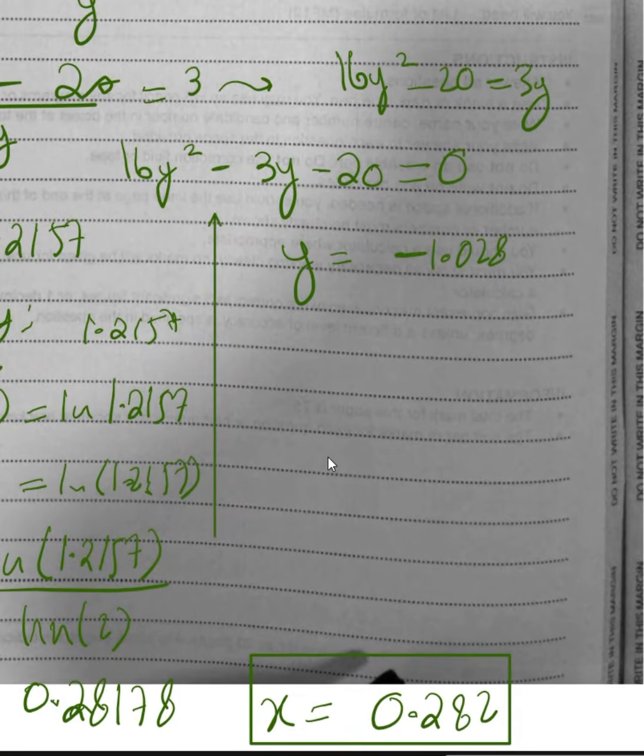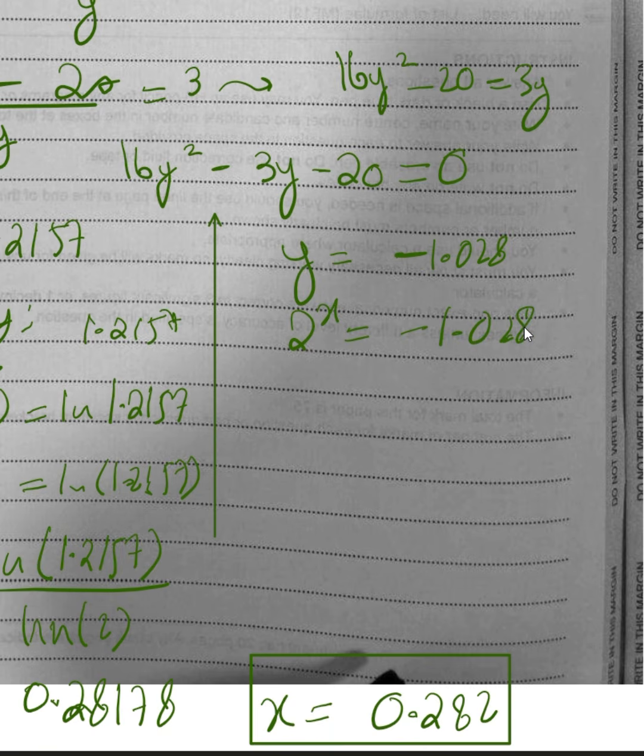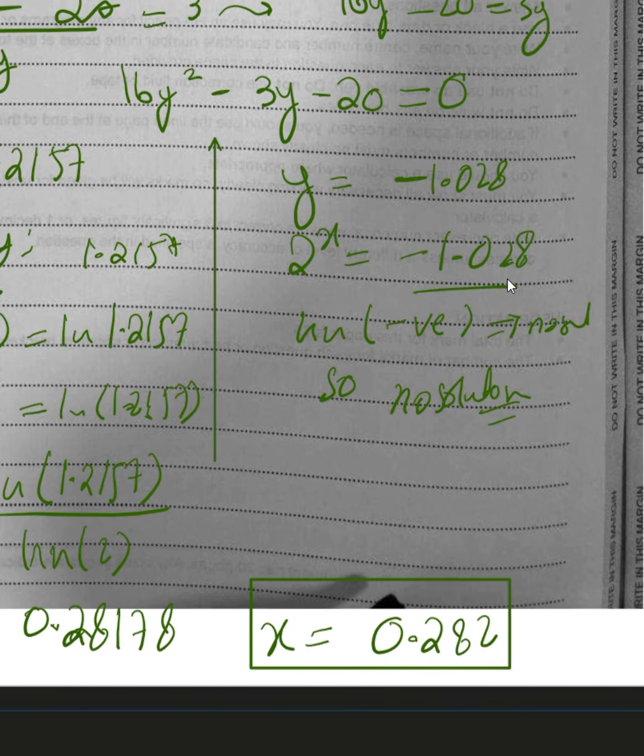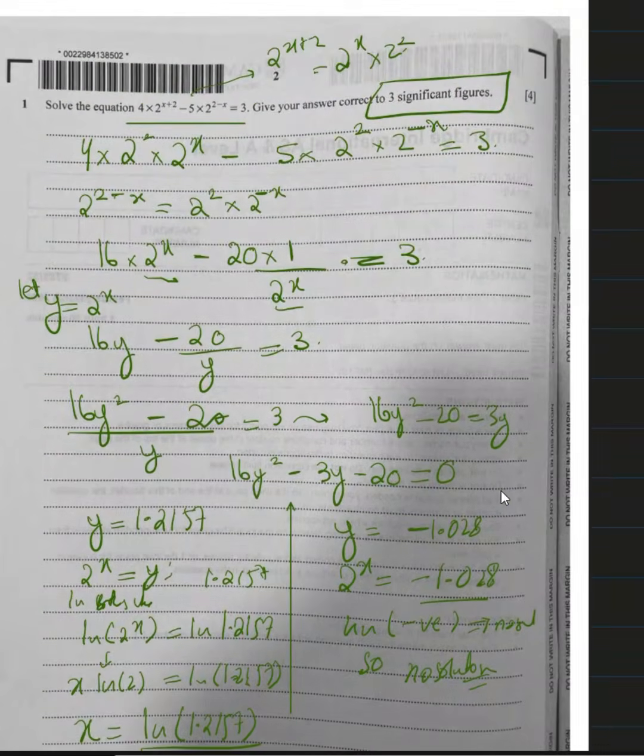Whereas for the other solution, we can rewrite 2 power x equals minus 1.028, but we have to ln both sides. But ln of a negative number has no solutions, so no solutions on this end as well. So we'll only have one answer, and that is the correct answer.